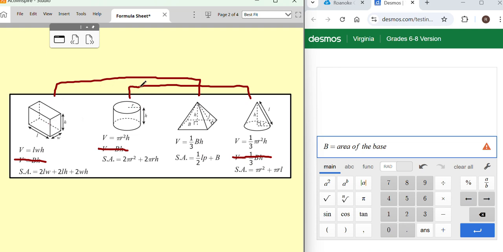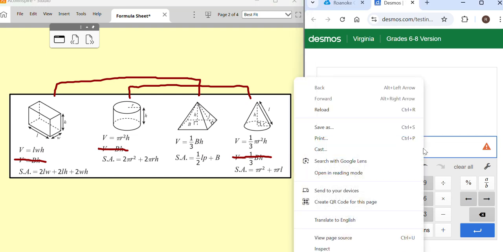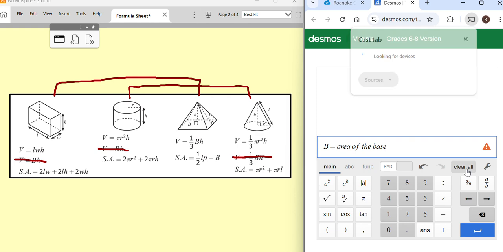And of course, we did an entire sheet on the relationship here. It takes 3 of these pyramids filled with sand to fill the rectangular prism with the same height and base. It takes 3 of these cones filled with sand to fill the cylinder with the same height and base. Okay, so let's go on and see what we have next on the next page.